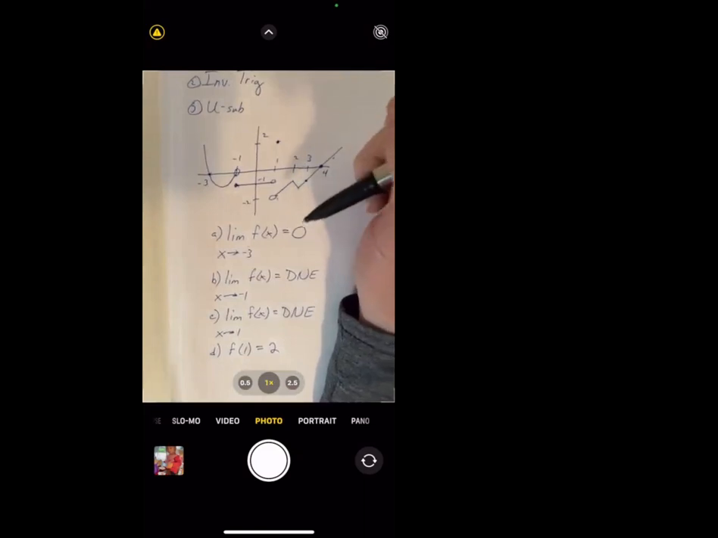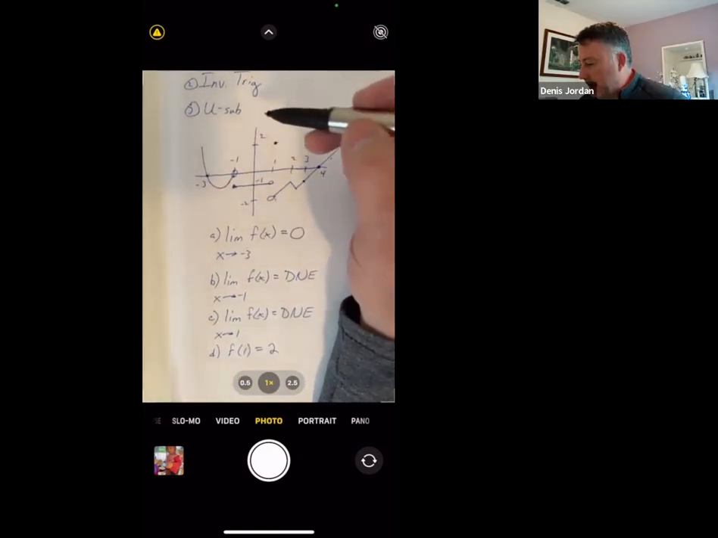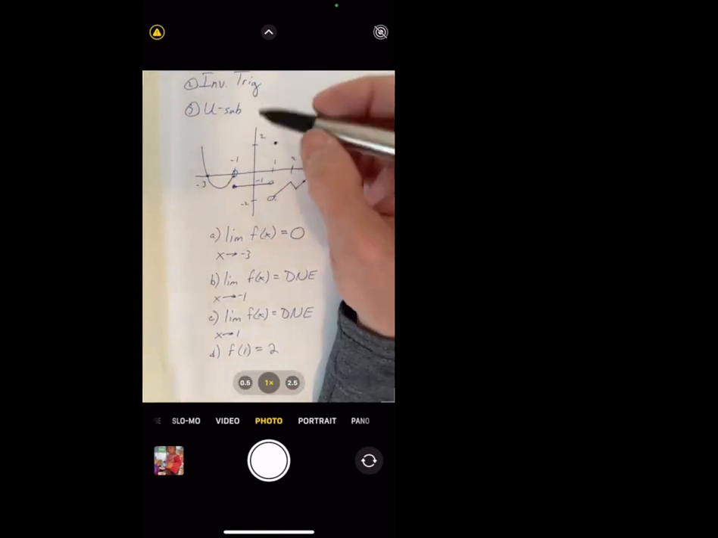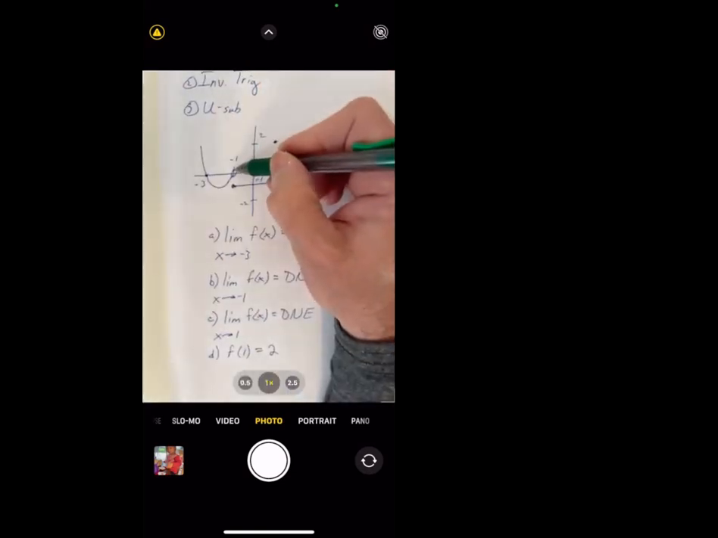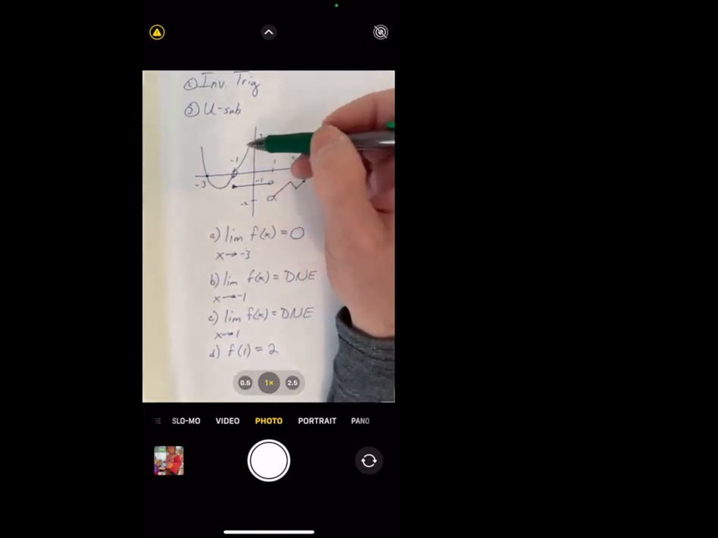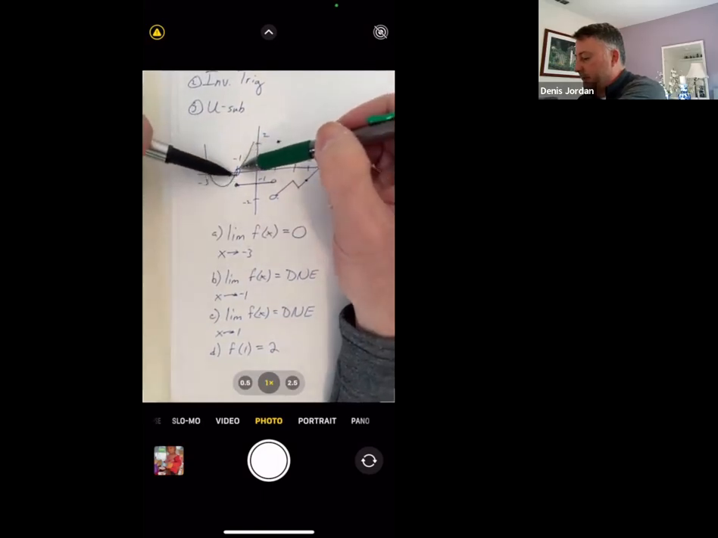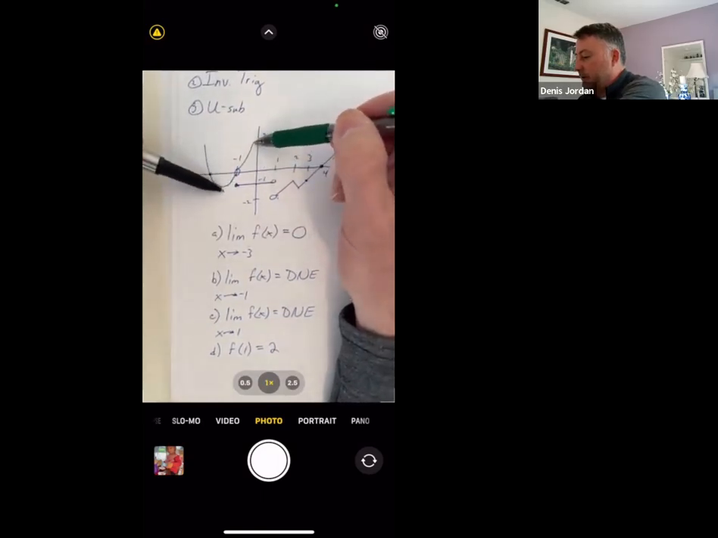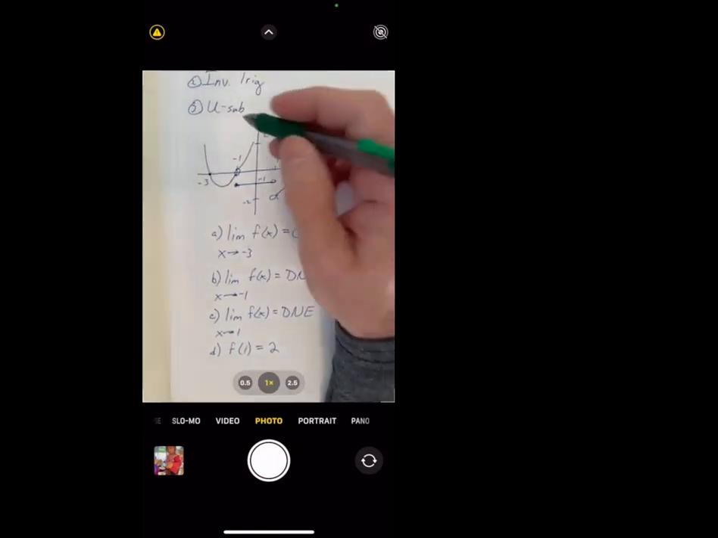Got it. So if that line was diagonal, it would have worked. If the closed dot was up there, it would have worked. Like the green one, yeah, now the limit would be 0 because now they're meeting. It looks like they would meet at y equals 0.